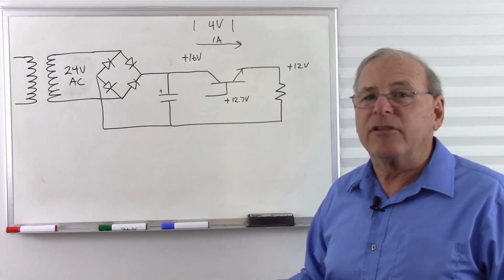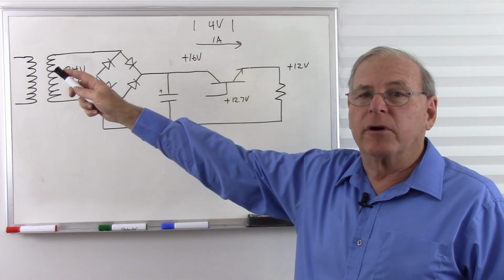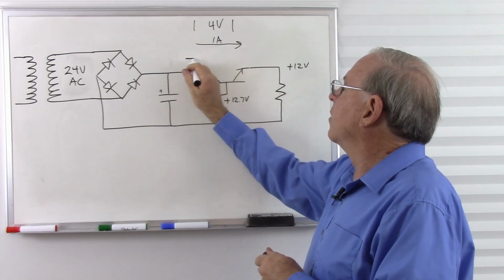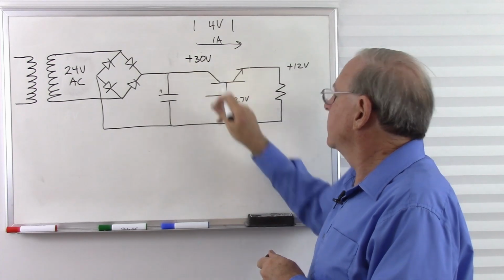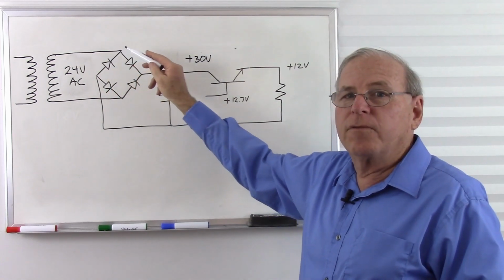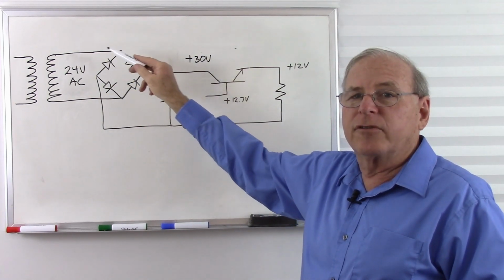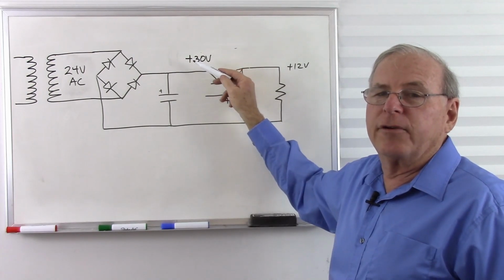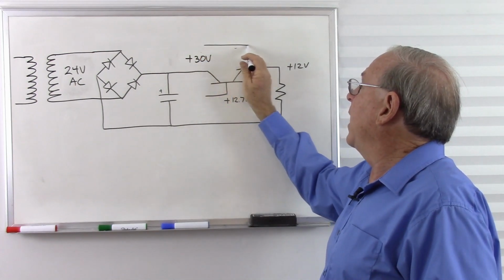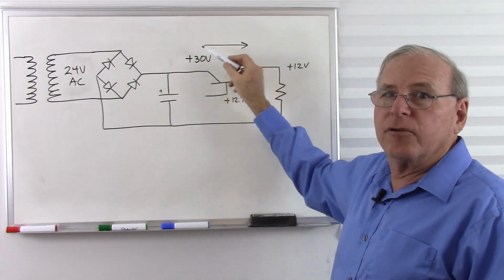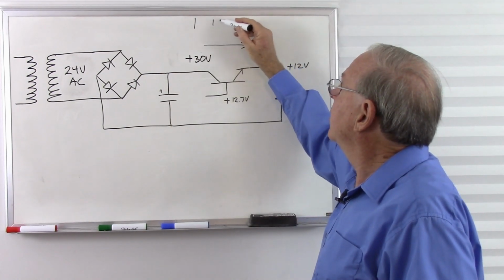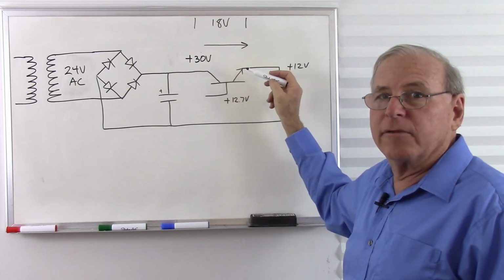Now let's see what happens if we increase the transformer to 24 volts. Now we're going to get approximately 30 volts on the collector of this transistor. So we start with a peak of about 34 volts. We're going to lose a couple of volts across the rectifier, so that's going to leave us with like 31 volts. Well, we'll put it 30 volts just to keep the numbers even. Let's have that same 1 amp of current going through the load. So 30 volts and 12 volts, that means we have 18 volts from the collector to the emitter of the transistor.